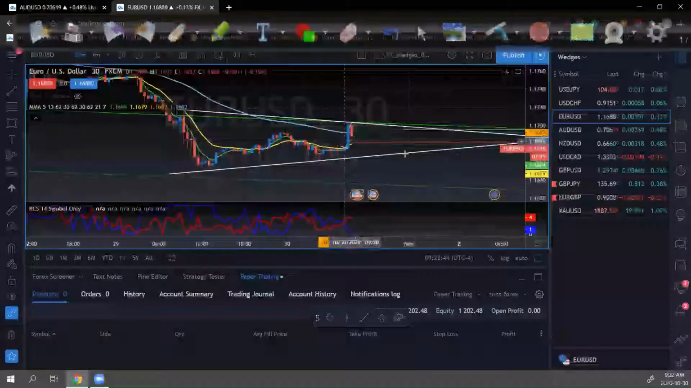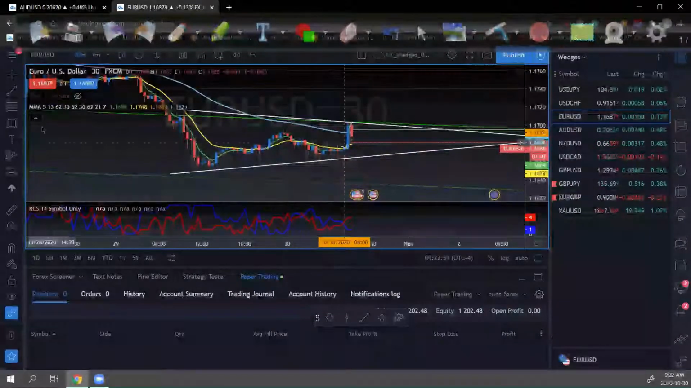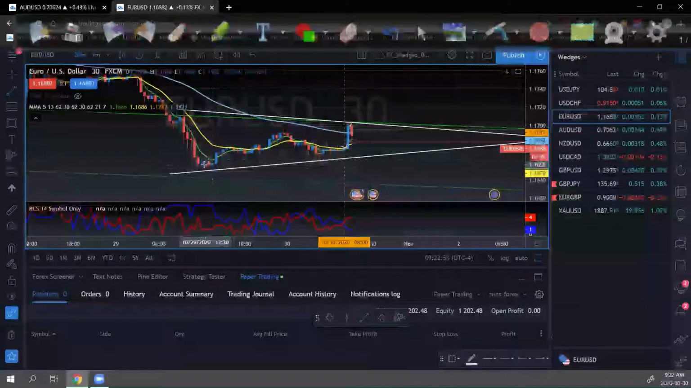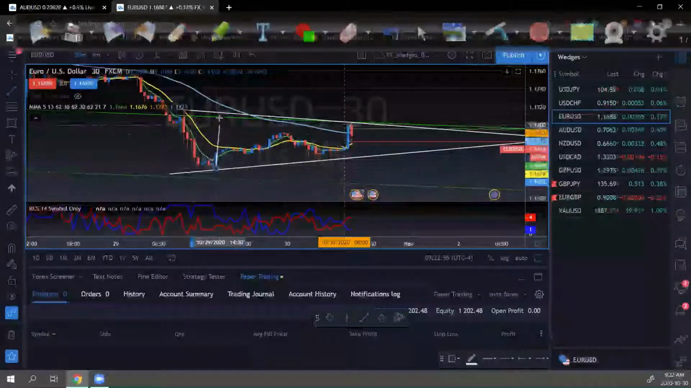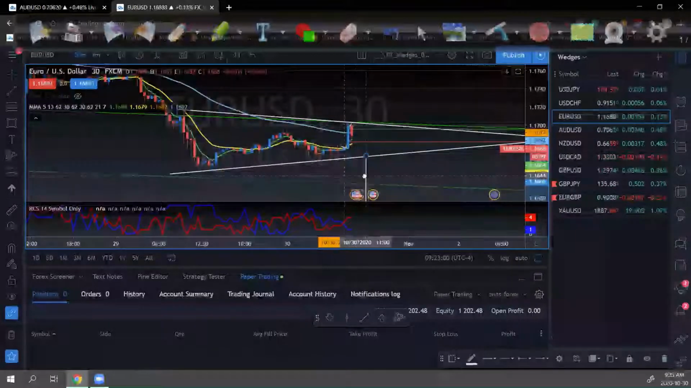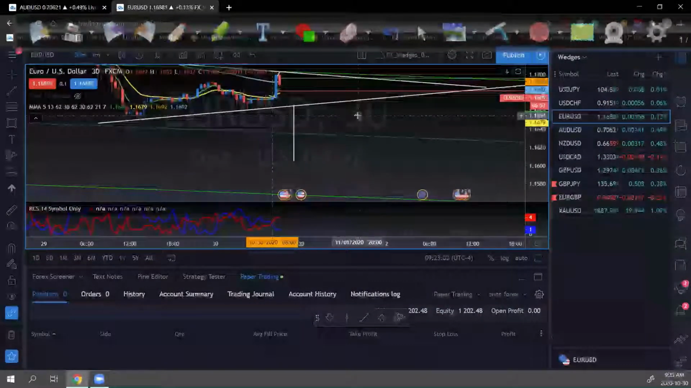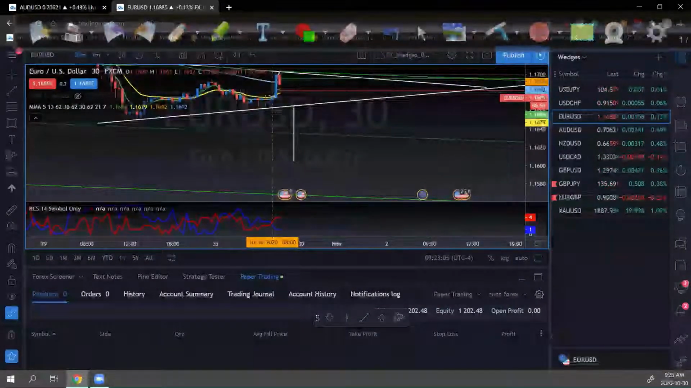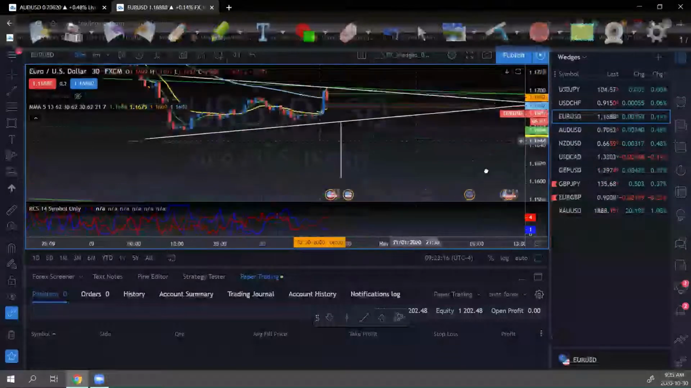I don't really like this trend line, but I got 1 point, 2 point, 3 point, and then that's where it kind of rejected. So that might work. This is a really big. Let's see what happens here. Coming up to 7 minutes before market opens.